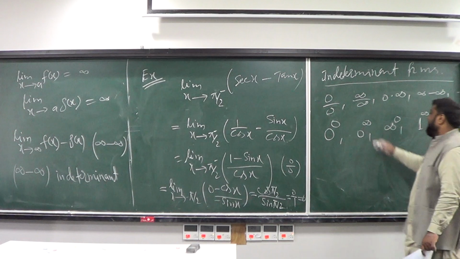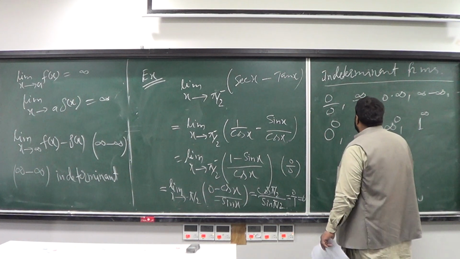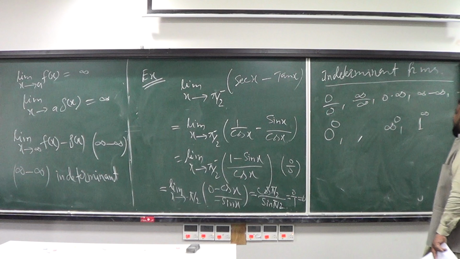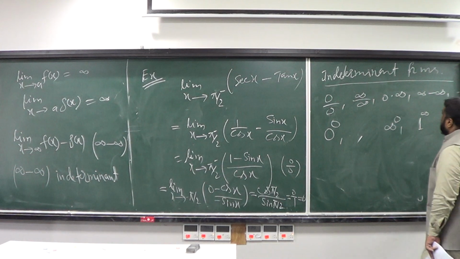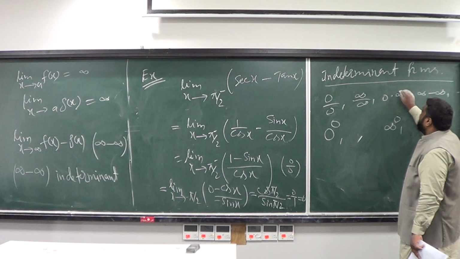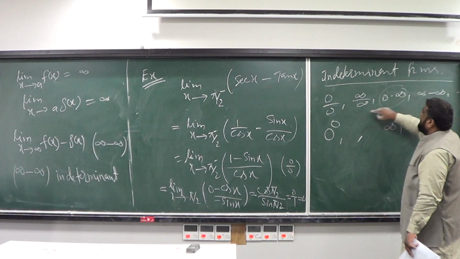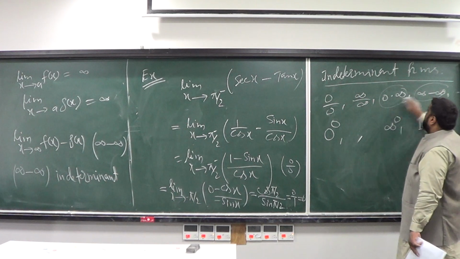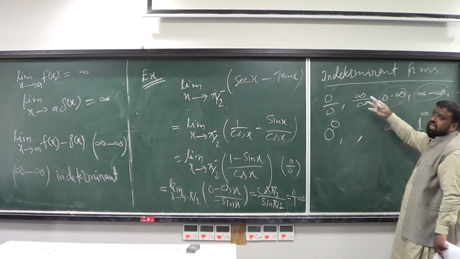0 power infinity is not indeterminate. Infinity power 0, 1 power infinity, and 0 power 0 are the indeterminate forms. What was the trick to solve the problem? For example, in these indeterminate forms, try to convert such a form into these forms and then apply L'Hopital's rule.